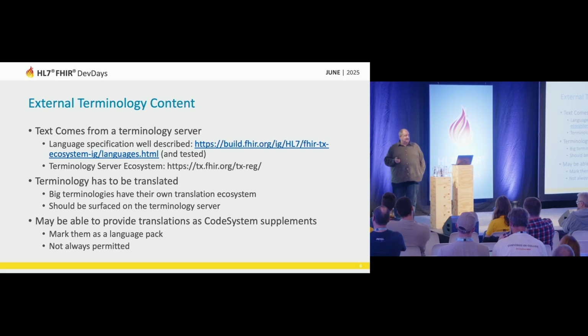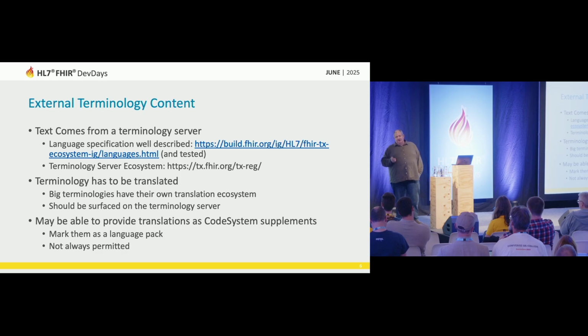External content text comes from a terminology server. There's a well-described specification, which I'm talking about with Ruben later in the week, around how the language API works for terminology servers. And we have an ecosystem of terminology servers now that conform to that and can serve up language content in the language you want, but someone has to actually translate that terminology.